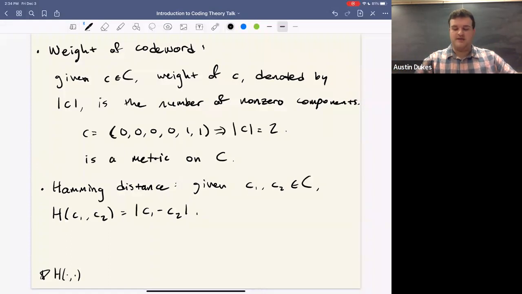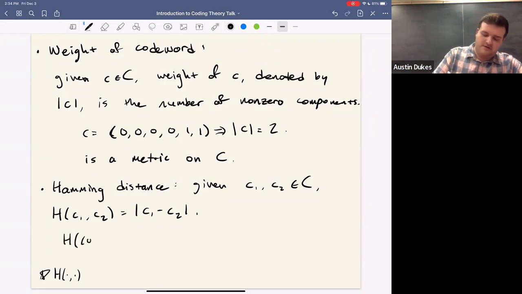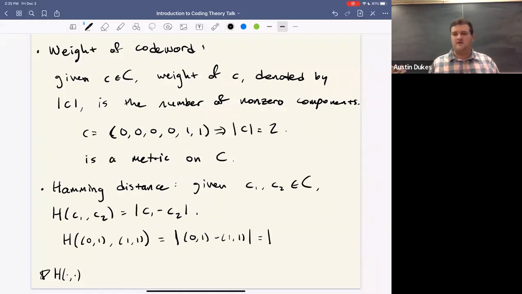So by C1 minus C2, I mean we take every component, the first component and the first component, and subtract them. Second and second, subtract them, etc. So Hamming distance of 0, 1, and 1, 1 is the weight of 0, 1 minus 1, 1. And that would be, if we're looking over F2, 0 minus 1 is 1. So it's 1 comma 0, and that is 1 because there's one non-zero component.